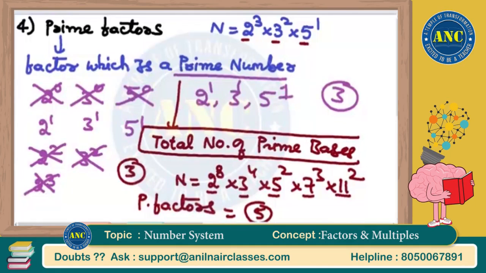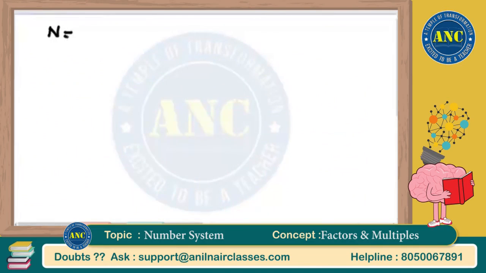So write down the remaining. For 360, remaining is 2 square into 3 square into 5 power 1. For 2 square it is 3, for 3 square it is 3, for 5 power 1 it is 2. 3 into 3 into 2, answer is 18. I hope it is clear. N is nothing but 144. We require even factors.